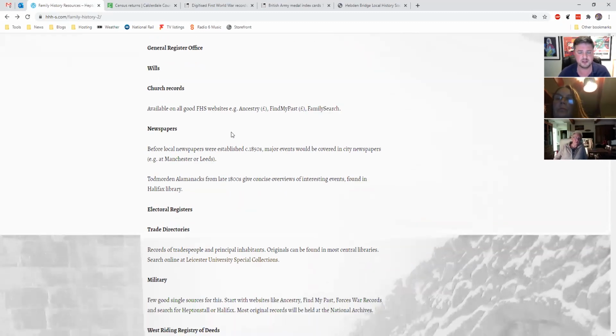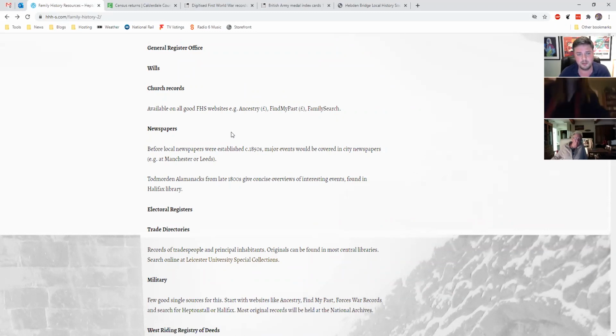Newspapers I've already mentioned. So for Todmorden and Hebden Bridge from around the mid-19th century. Before that, you're looking at city newspapers. Manchester and Leeds have a lot of stuff, especially around mill strikes and things like that. You can find those on that British Newspaper Archive website that I mentioned a moment ago.